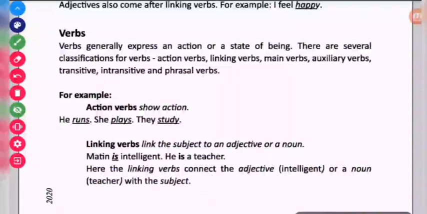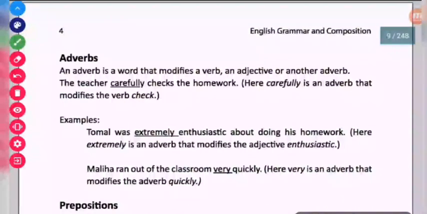After verbs, in parts of speech, we have adverbs. An adverb is a word that modifies a verb, an adjective, or another adverb. I repeat, an adverb is a word that modifies a verb, an adjective, or another adverb.